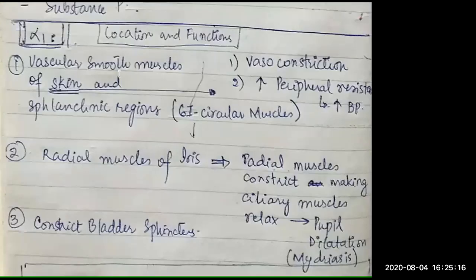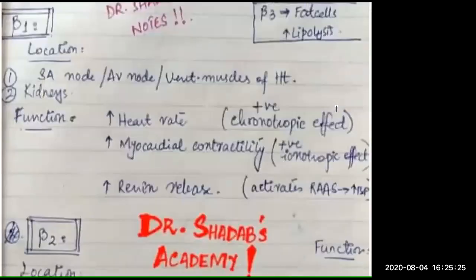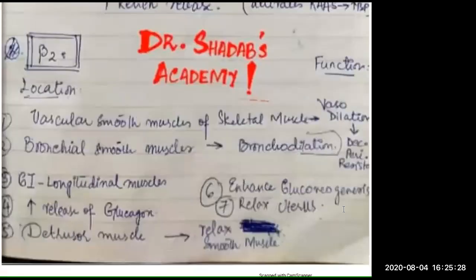above here, when we read alpha 1, it had the vasoconstrictive effect that leads to increased blood pressure. But now when we are studying beta 2, we have this decreased peripheral resistance that will decrease your blood pressure. So the receptor responsible for increasing your blood pressure is alpha 1, and the one for decreasing is beta 2. Okay, then we have bronchial smooth muscles, that will cause bronchodilation.